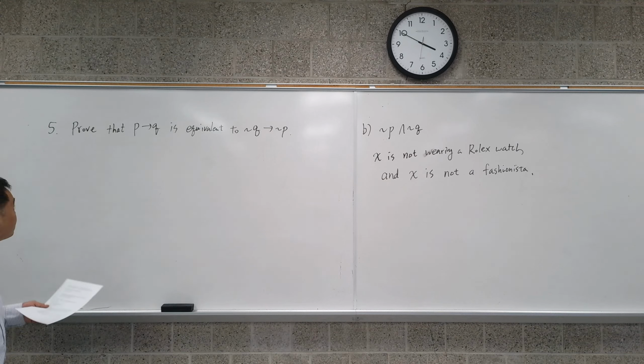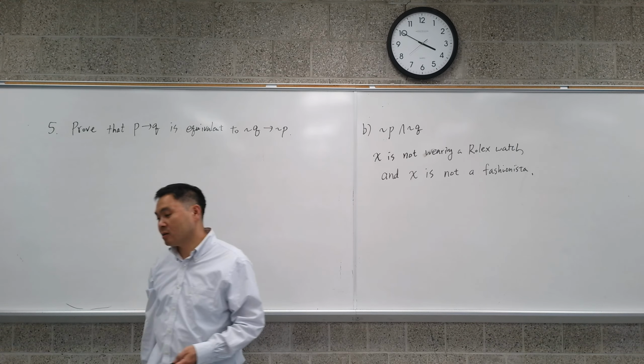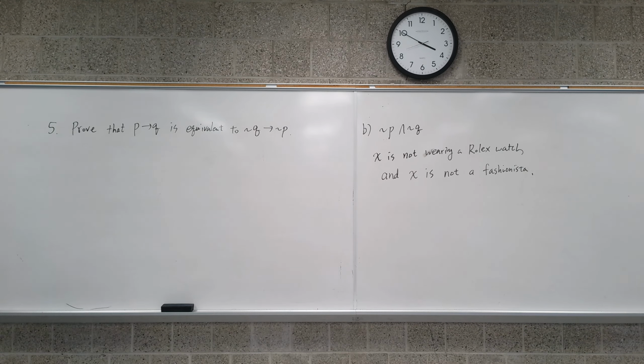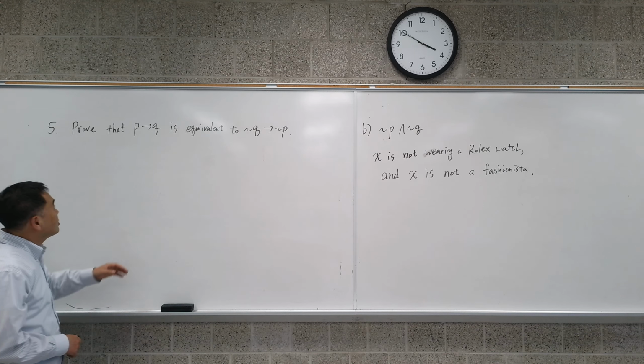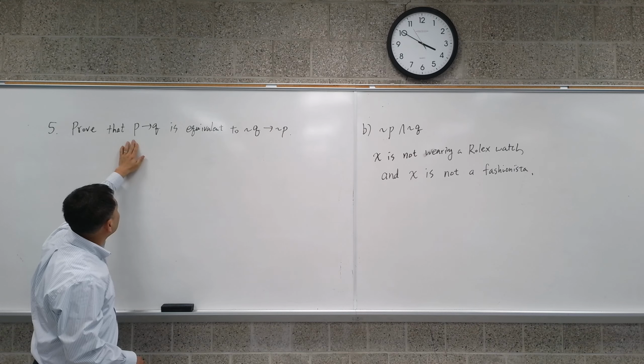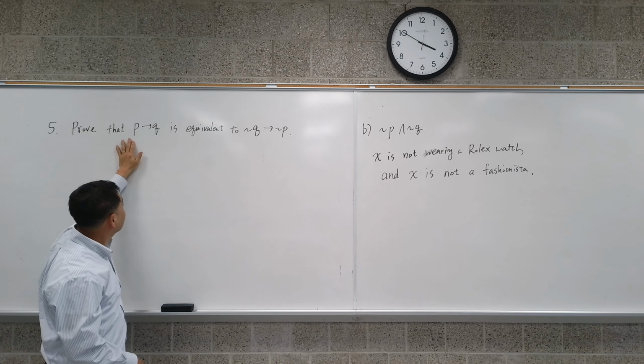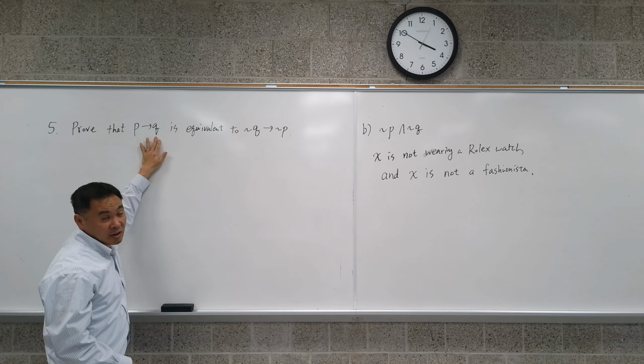Okay, number 5, you have to prove that P implies Q is equivalent to not Q implies not P. And this is somewhat clear if you look at real world examples. So let's say if you smoke more than 12 cigarettes per day, then you get cancer.